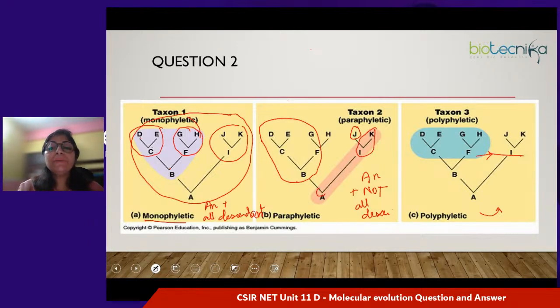And then what will be polyphyletic? Polyphyletic is the most unnatural group where we can place taxa coming from different ancestors. Because in polyphyletic we do not include the common ancestor. The common ancestor is not included. So that is called a polyphyletic group.